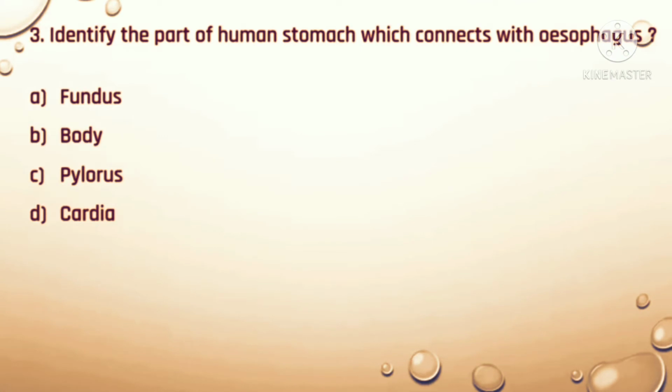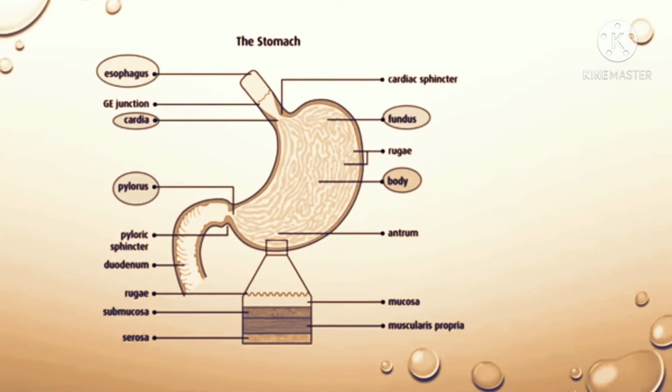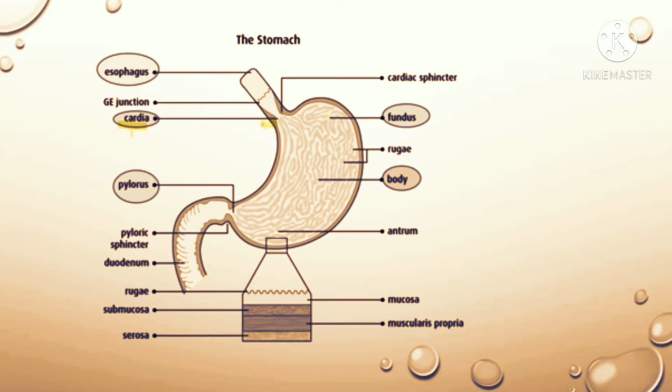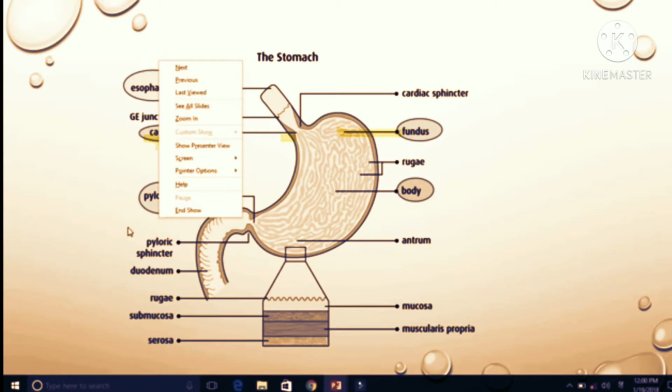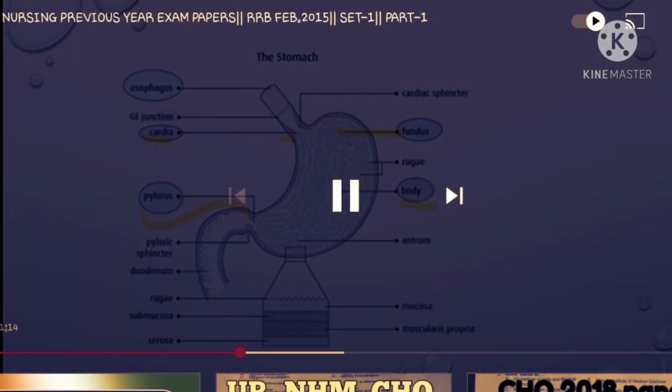Next question here is, identify the part of human stomach which connects the esophagus. Option A, fundus. B, body. C, pylorus. And option D, cardia. So here in the picture we can see the picture of the stomach. Okay, so this is the cardia, which is the upper part of the stomach, and this is the fundus. Look here, and this portion from the fundus till the end of the pylorus, it is called the body. Okay, so this is the pylorus.